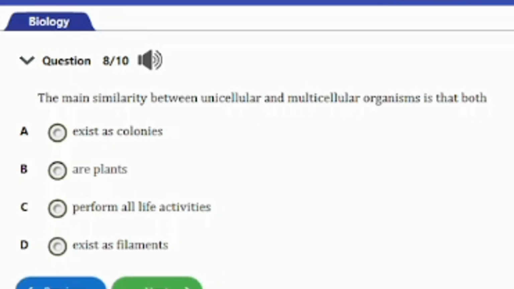That's question number 8. It says, the main similarity between unicellular and multicellular organisms is that both A, exist as colonies, B, are plants, C, perform all life activities, D, exist as filaments. The answer to this question is option C, perform all life activities. Both unicellular and multicellular organisms perform all life activities, and that's one of the major similarities between them. Let's go ahead and consider the next question.